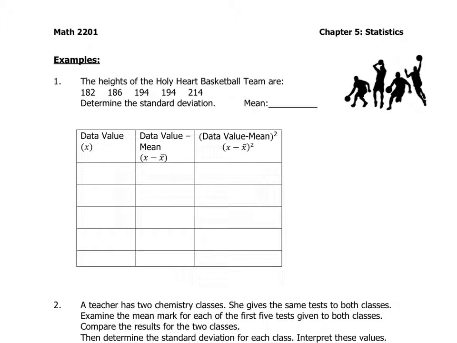An example. So the first one says the heights of the Holy Heart basketball team are 182, and these would be in centimeters, 186, 194, 194, and 214. So the mean of that data would be to add up 182 plus 186 plus 194 plus 194 plus 214, so add those up and you'll get 970 divided by 5 pieces of data, which gives you 194 as your mean.